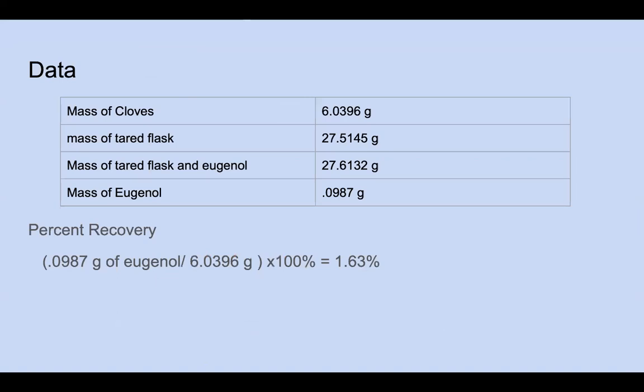Now the data I collected is shown in the table down below. I collected 6 grams of cloves. In order to calculate my mass of eugenol, I had to weigh my flask after the scale was tared, in order to determine the difference of liquid that was present in my flask. So simply I did the mass of tared flask and eugenol minus the mass of tared flask, which gave me the mass of eugenol to be 0.0987 grams. To calculate my percent recovery, I used my mass of eugenol divided by my mass of cloves multiplied by 100, giving me a 1.63% recovery.